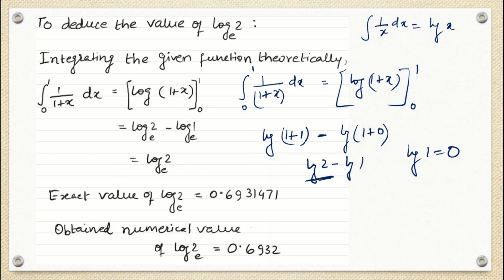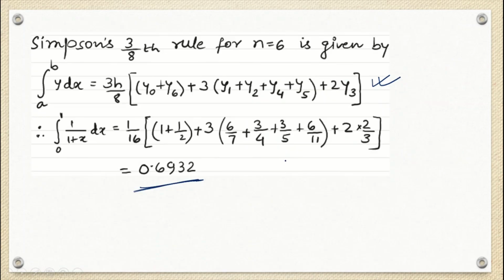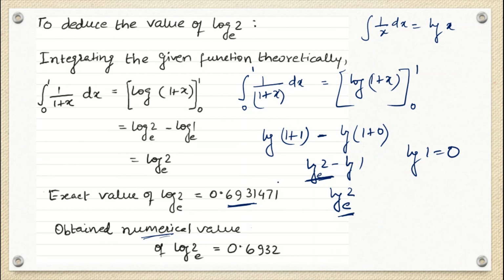Okay. So base is e. And you must be knowing the value or use your calculator. It is nothing but 0.6931471. Very accurate value. And see the correctness of Simpson's 3/8 rule. The value we have obtained is 0.6932, and the exact value of log 2 base e is this much. So Simpson's 3/8 rule is really a very accurate rule. We were dividing the interval between 0 to 1 into 6 parts. That means if we partition with a very large number, you are going to get a very accurate answer.